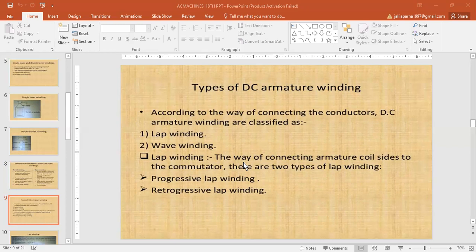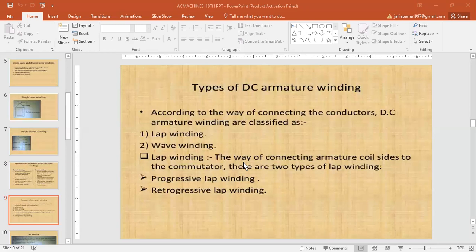According to the way of connecting the conductors, DC armature windings are classified into lap winding and wave winding. In lap winding, the armature coil sides are connected to the commutator in a particular way. There are two types of lap windings: progressive lap winding and retrogressive lap winding.